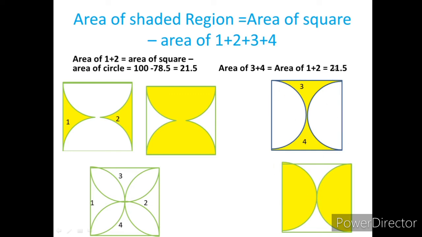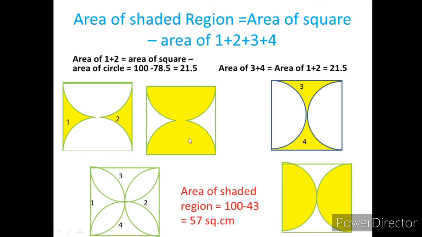That's why I don't go through the calculation. So here part 1 plus part 2 is how much? Part 3 plus part 4 is also that much. That is the technique. Now you have to find part 1 plus 2 plus 3 plus 4. Here you will get the area of 1 plus 2, and here you will get the area of 3 plus 4. Now we are going to conclude the answer.